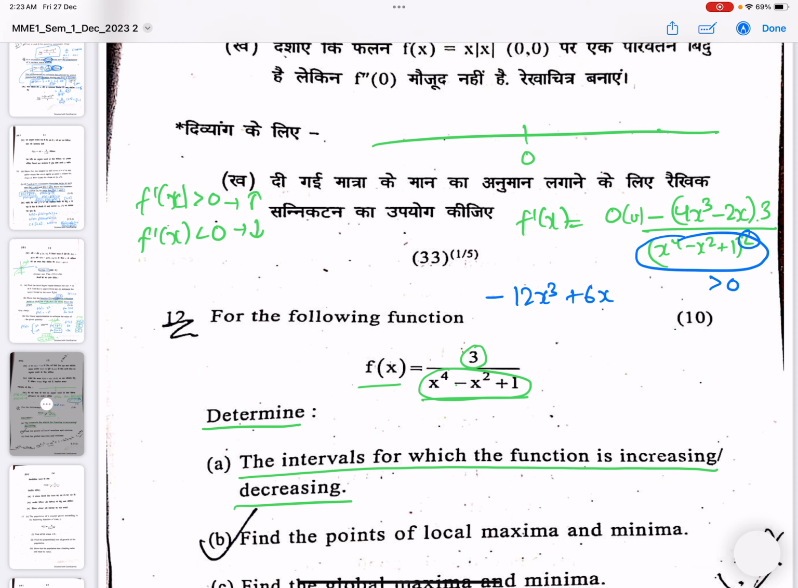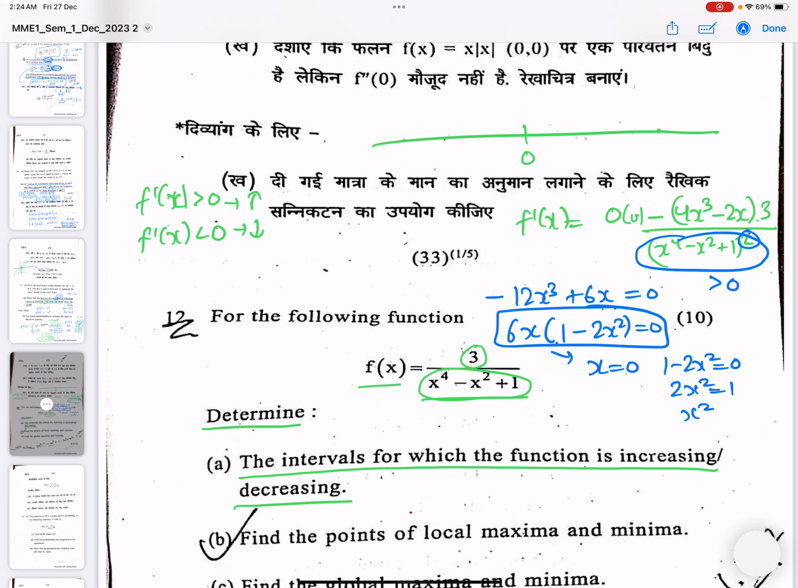So we are having this value, and this is equal to 0. So the point would be x in 6x, so this would be 1 minus 2x square equals to 0. So this gives us either x is 0 or 1 minus 2x square equals to 0, which means 2x square equals to 1. So x square equals to 1 by 2. So x becomes plus minus 1 by root 2. So the values of x are 0, 1 by root 2, minus 1 by root 2.